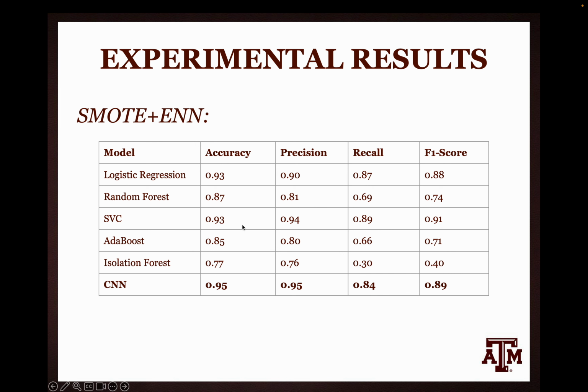The last technique employed by us is SMOTE plus ENN. ENN stands for Edited Nearest Neighbors. This is also a hybridization technique, and in ENN, the nearest neighbors of each instance of the majority class are estimated. If the nearest neighbors misclassify that particular instance of the majority class, then it gets deleted. This technique is useful because it focuses on eliminating noisy synthetic samples. Using this technique, we got 95% accuracy with CNN, followed by logistic regression and SVC, both of which got an accuracy of 93%.